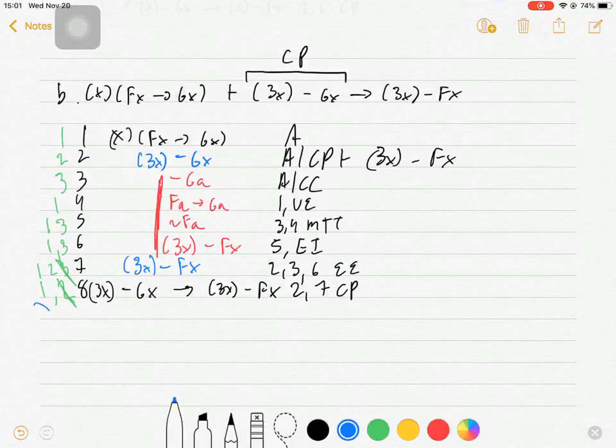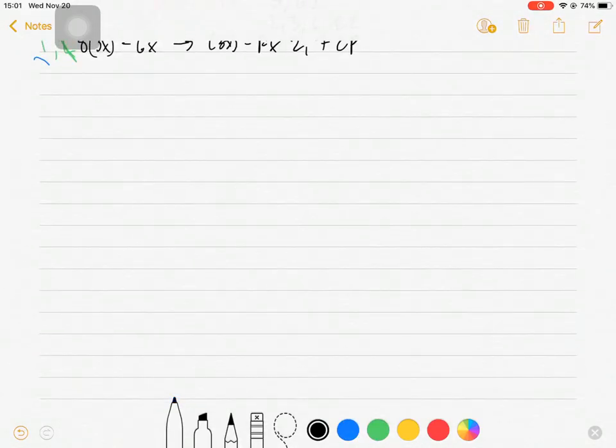So let's go ahead and quickly do D. D is biconditional, or not biconditional, it's bidirectional. So D is for all x, negation Fx, is able to derive and be derived by not exists x Fx. So let's do direction 1.